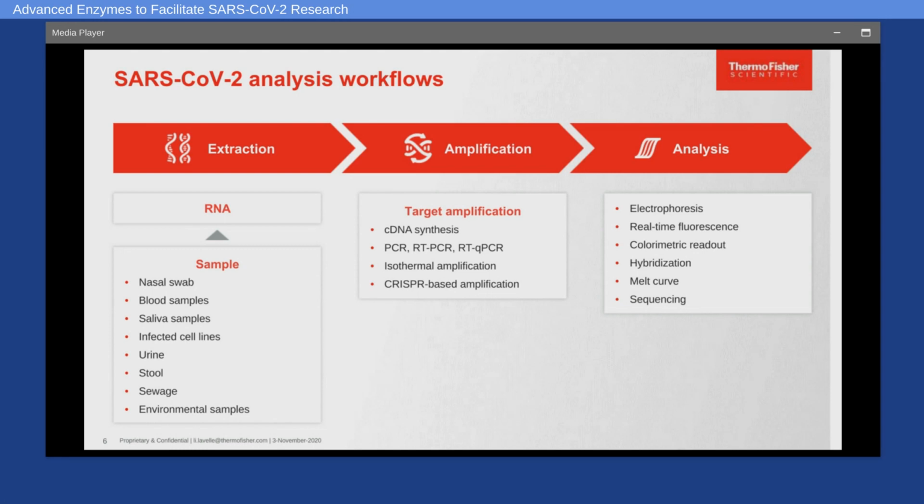This slide shows you the SARS-CoV-2 analysis workflow. It includes RNA extraction from a variety of sample sources as listed here. Nasal swab and saliva samples are the more common SARS-CoV-2 samples, and researchers can pick environmental samples, blood samples, and other sample types to extract RNA. The purified RNA will be reverse transcribed and amplified, then analyzed in different ways based on the protocol workflows. Some examples are electrophoresis, real-time fluorescence, or sequencing.